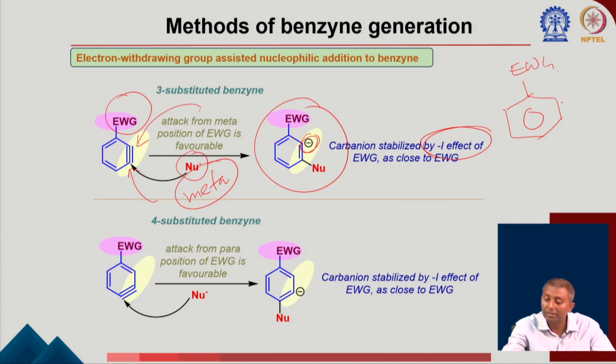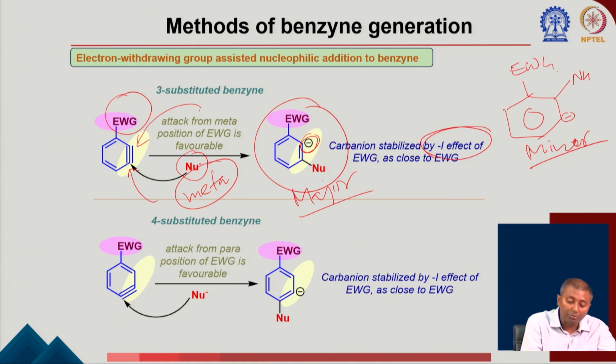Here your nucleophile will be here and you will generate an anion here, and from there it can get protonated. So this will be your major, maybe close to 70%, and that will be the minor, close to 30%.